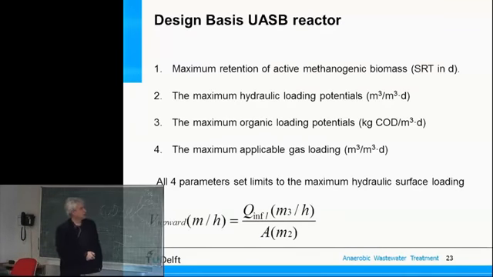Right. Then, before we start with the design phase of the UASB reactor, maybe we make a small break, 10 minutes. Yep.